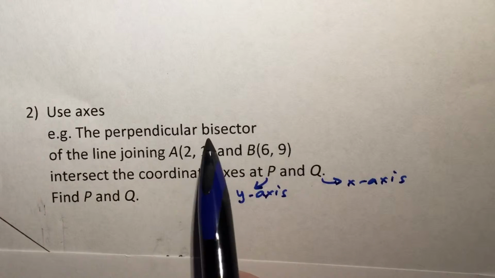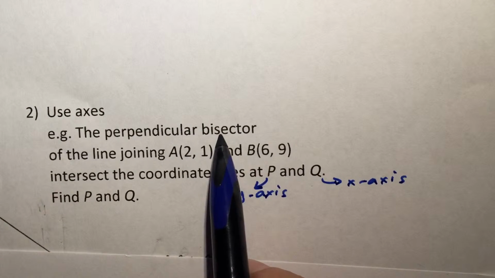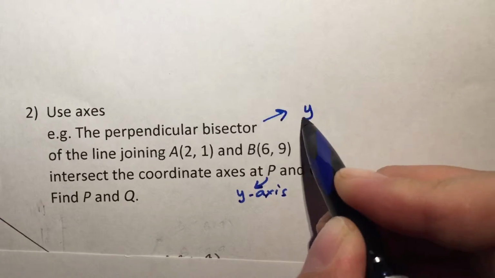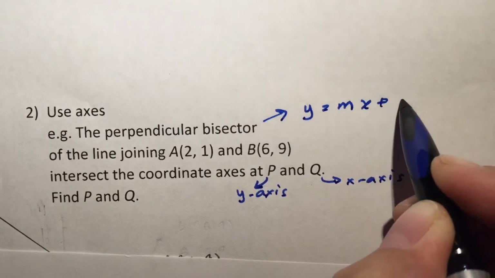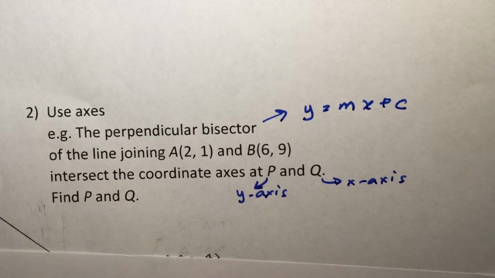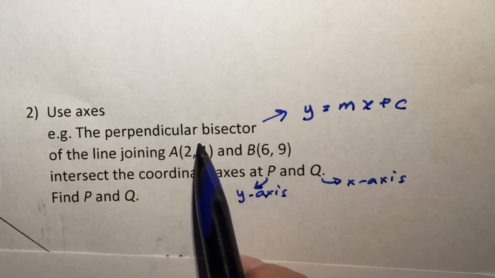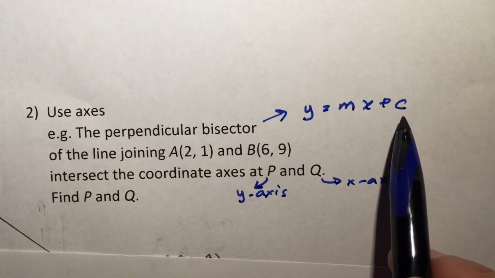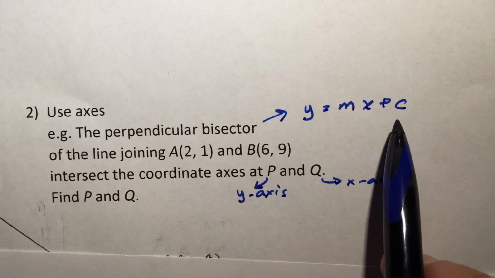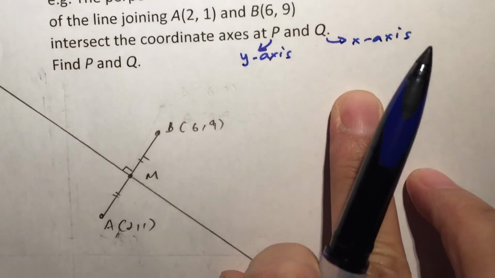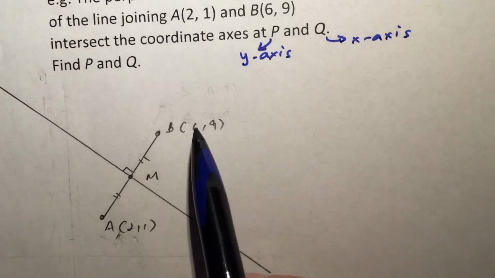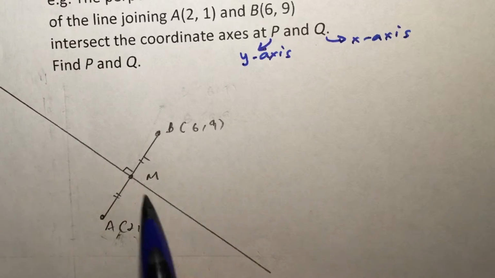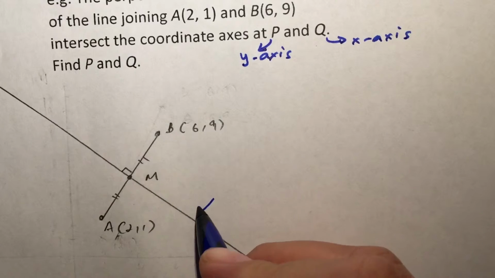So when we want to find the equation of a perpendicular bisector, this will be in the form of y equals to mx plus c. So we need to have the gradient of the perpendicular bisector as well as one of the coordinates to use so that we can find the c, which is the y-intercept. So this is how it will look like. Given A and B, this is going to be the perpendicular bisector.